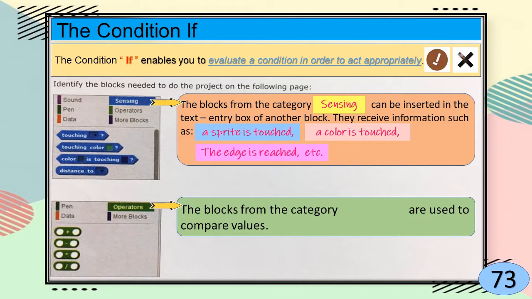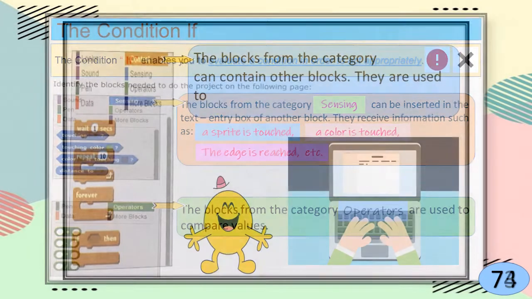Now let's move on to the second category, which is operators. It says the blocks from the category operators are used to compare values. Take note, the blocks that we have in here are used to compare values.